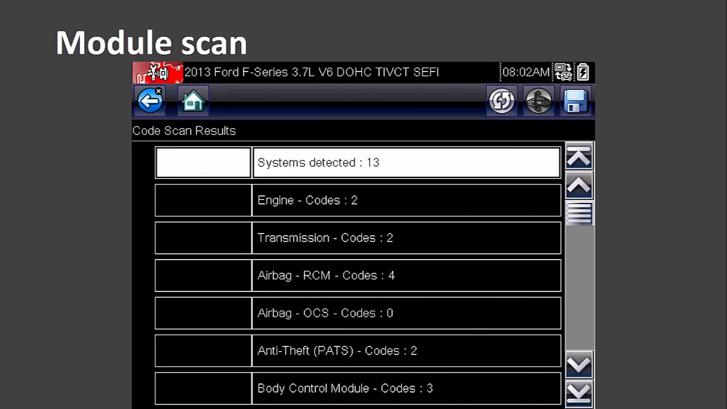So I did a module scan on this, and I recommend you really just get in the habit of checking all modules anytime you work on a car. And so we can see what modules are on here, and there are a lot of codes in this car. So we're going to go through some of the theory related to that as well.